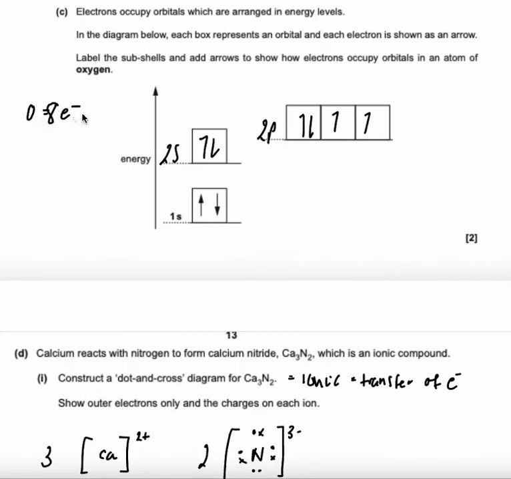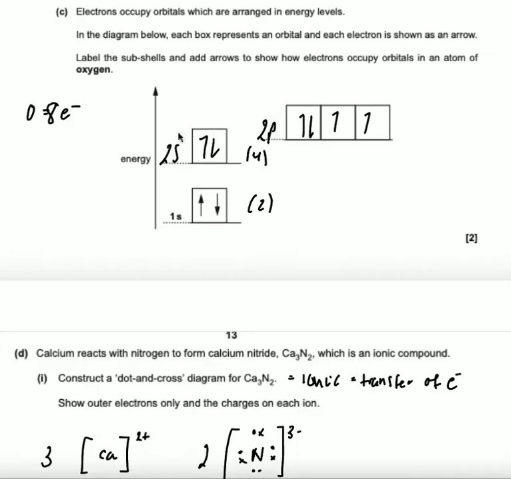Okay, so oxygen has 8 electrons, and we know that we start off with the 1s orbital, which occupies 2 electrons, so that's automatically 2 electrons we have here, giving us a remainder of 6. Then we move on to the 2s orbital, and that occupies 2 electrons as well. So now we have a total of 4 electrons, and we need 8.